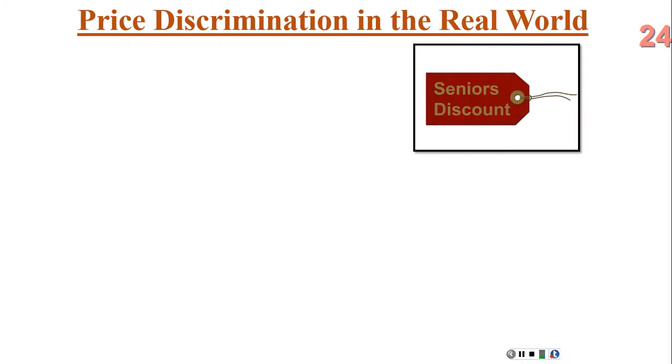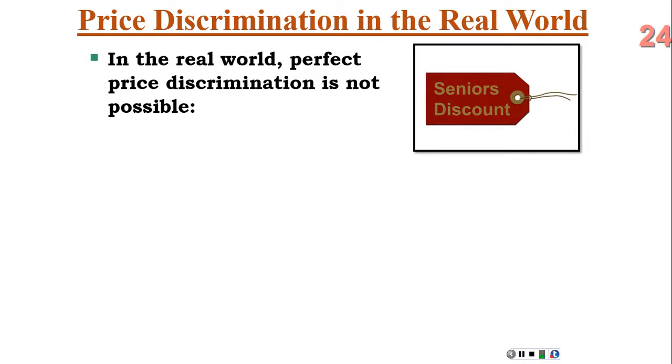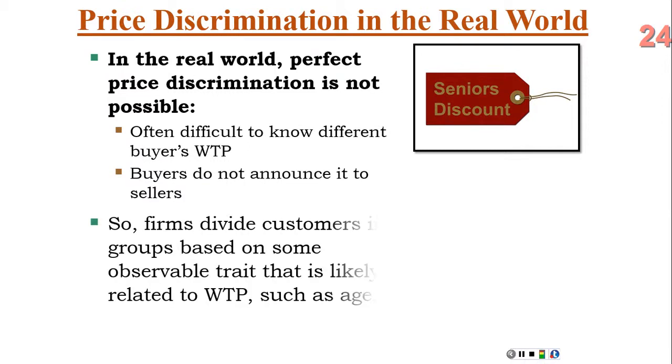It just gives you an idea of why firms would want to price discriminate, because it would increase their profits. Right now, in the real world, perfect price discrimination is not possible. And so firms will try to basically distinguish and put buyers into different groups. Okay, so this is why you get senior discounts at restaurants and movie theaters, right?